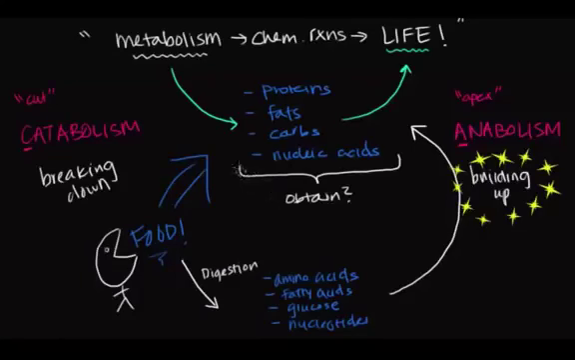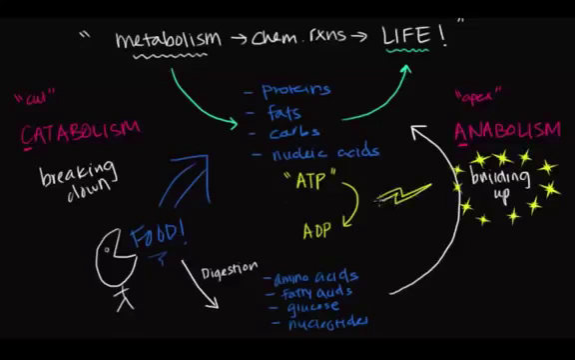So first, recall the energy currency of the cell, and I'm going to go ahead and erase this just to give us some more space. The energy currency of our bodies is a molecule called ATP, or adenosine triphosphate. This high energy molecule, when it is broken down into ADP, so it loses a phosphate group, releases usable chemical energy that can fuel energy requiring processes in our body, such as the building up process of metabolism.